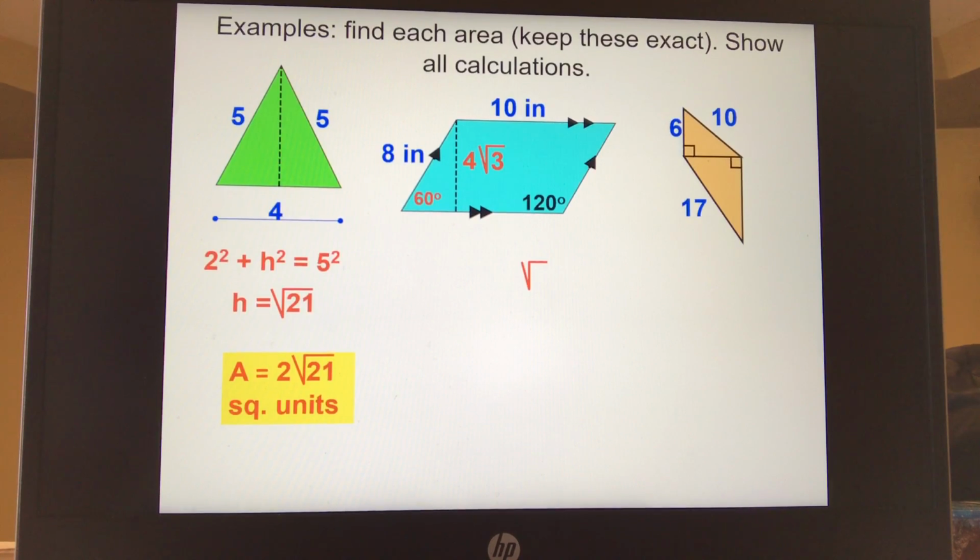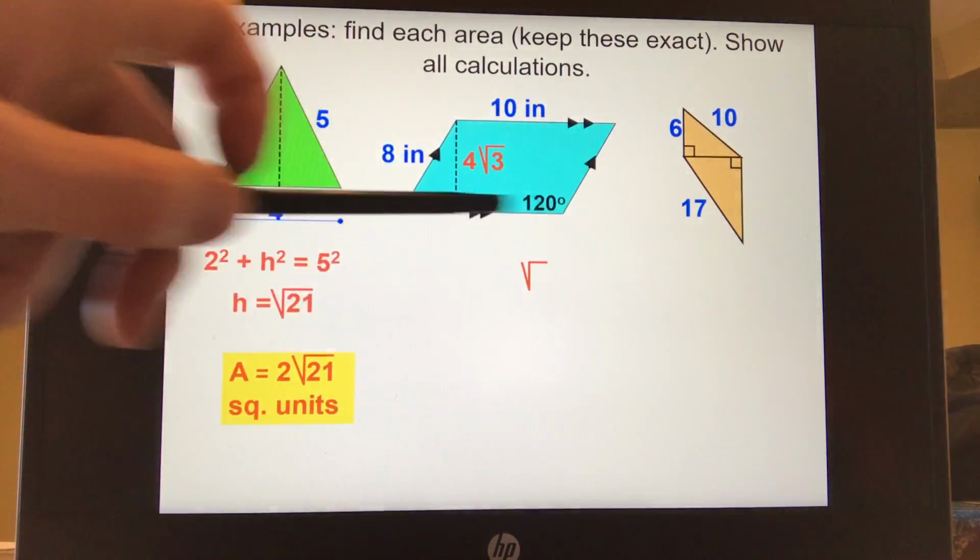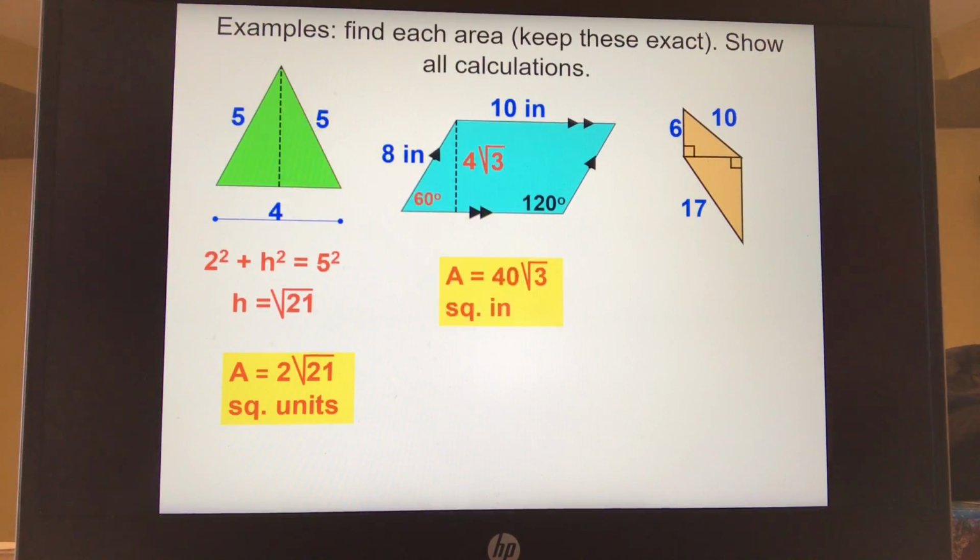Pretty straightforward from there. Again, I'm going to leave this one exact. I'm not going to turn it into decimals. I just do my base, which was 10 times 4 rad 3. I've got 40 rad 3 square inches. Again, most of the time I'm going to say multiply these decimals out. If you did this with trig, you'd have a decimal here. You wouldn't be able to get that precise answer.